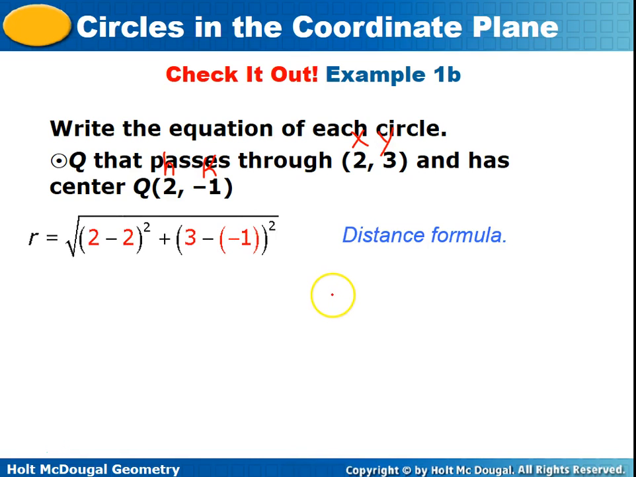So we're going to plug these again into our formula. So here's our X and our H. This is our Y and our K. Recall again that 2 minus 2 is 0.